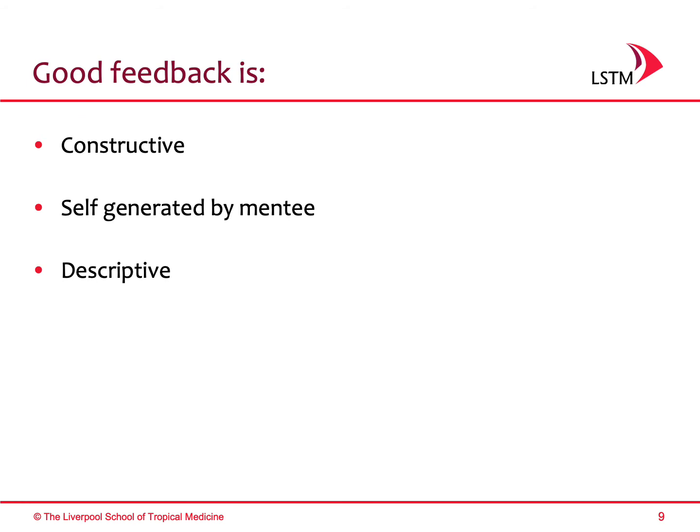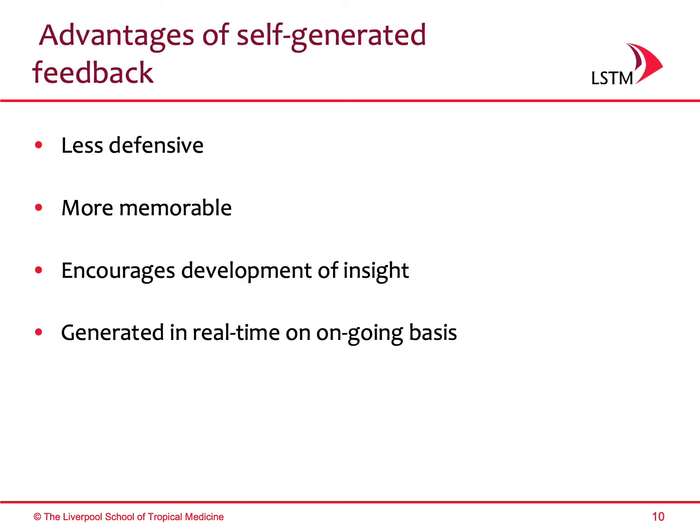So the best feedback will always be constructive, have an element of self-generation by the mentee, and be descriptive and factual. The advantages of getting the mentee to self-generate their own feedback is that they will be less defensive if they're critiquing their own performance than if somebody else critiques it. They're also more likely to remember it, and this will encourage them to develop insight into their behaviors and actions. And they will eventually start to generate feedback to themselves in real time and on an ongoing basis.